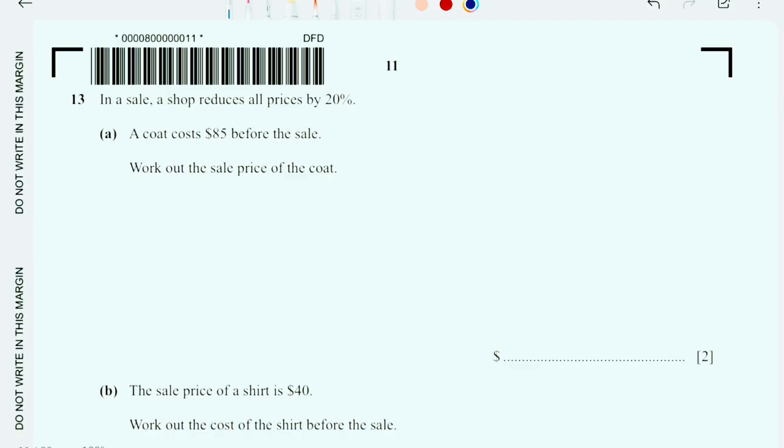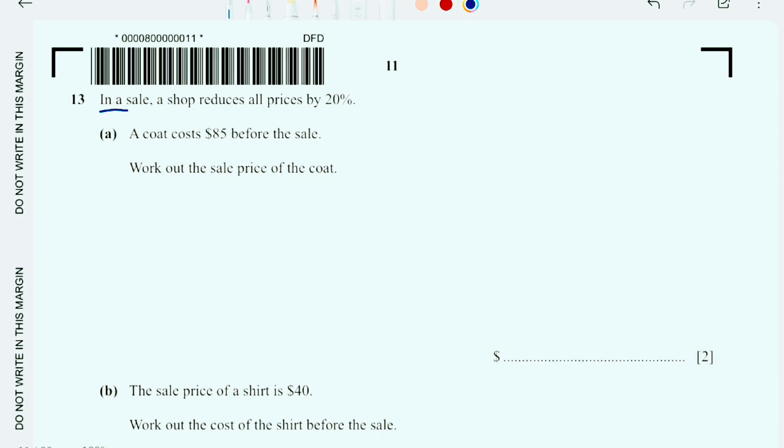In the last video we did from question number 1 till 12. In this video we are going to do the rest of the questions. So we'll start with question number 13.